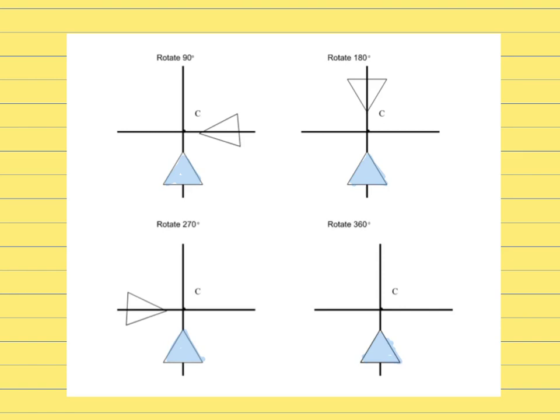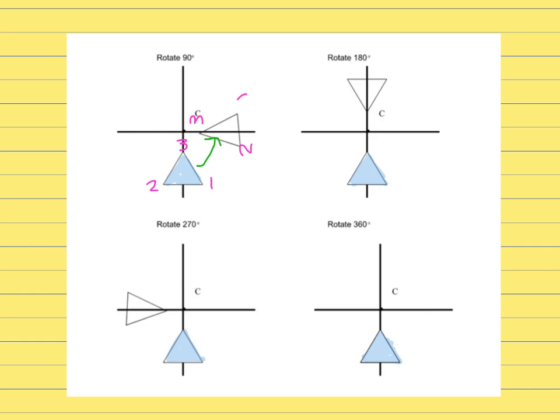I'm going to label the corners of the triangle so I can see which way it's turning. I'm going to put 1, 2, 3. Then in this first box, if it makes one rotation, my numbers now would be in the position 1, 2, 3.